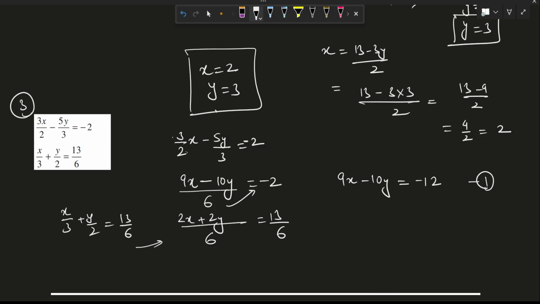Now here, instead of taking 6 here, you can cancel it also, because both the denominators are the same. So the equation changes to, sorry, it has to be 3y. So the equation changes to 2x plus 3y is equals to 13. So you see here the value of coefficients is smaller. So it is better to use this equation for taking one variable.